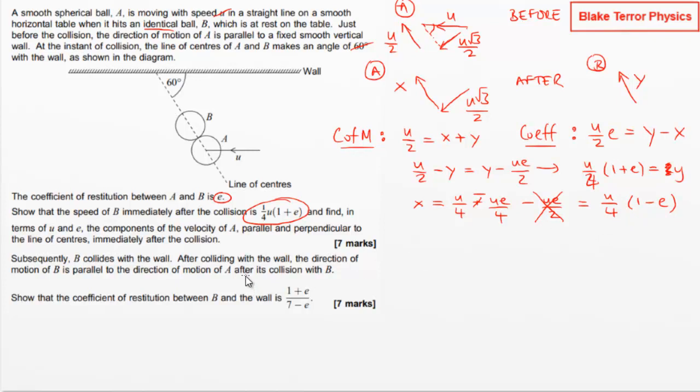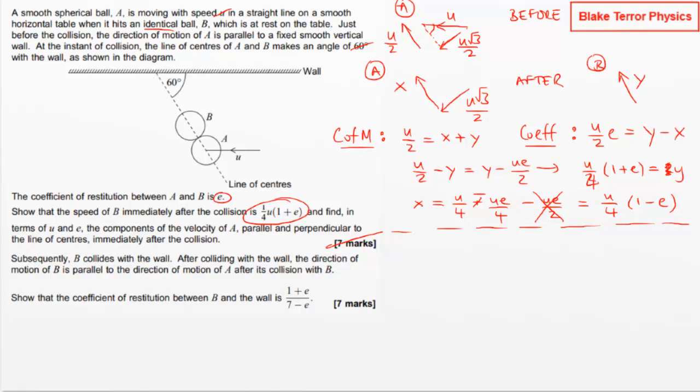So that's given us the components of A for parallel and perpendicular. So we've done that first part of the question, just paying careful attention to all of our components here of velocity. All right, now for the second part, subsequently B collides with the wall. After colliding with a wall, the direction of motion of B is parallel to the direction of motion of A after its collision with B.